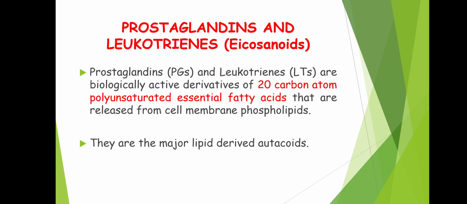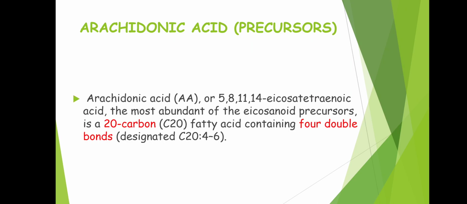Now talking about arachidonic acid, which is the precursor for the synthesis of the eicosanoids, that is prostaglandin and leukotrienes. Arachidonic acid, abbreviated as AA or 5,8,11,14 icosa tetraenoic acid, the most abundant of the eicosanoid precursors, is a 20 carbon atom fatty acid containing 4 double bonds. So we'll check out the structure of arachidonic acid.